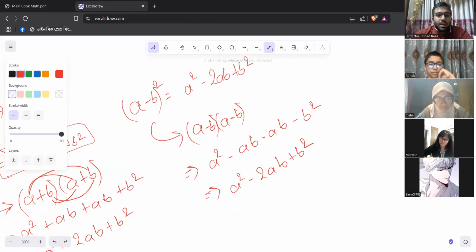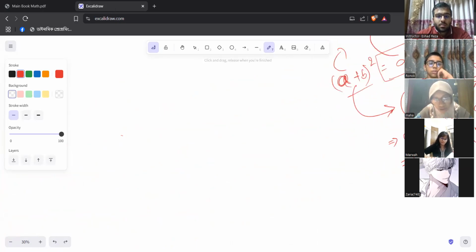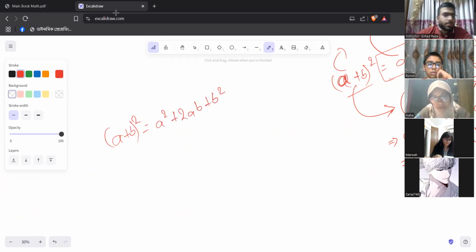Sir, can I just say the importance of these formulas in short? Yes, go ahead. It's just used for shortening the math. Like in our exams or anything, we don't have that much time to square a big number. So we just put it in the formula and it will become a shorter one. Then we can find the square of that.